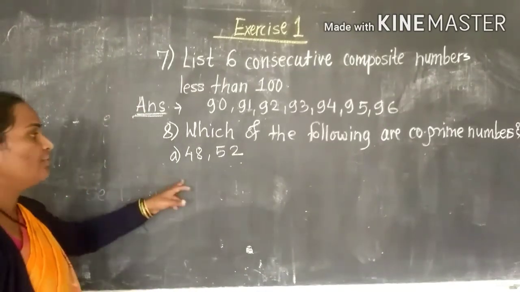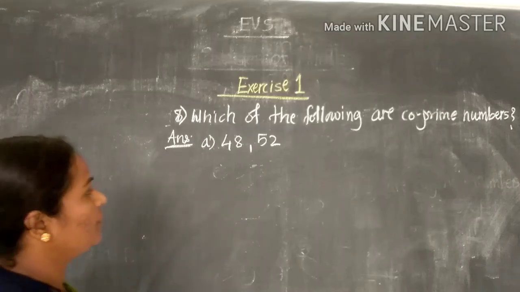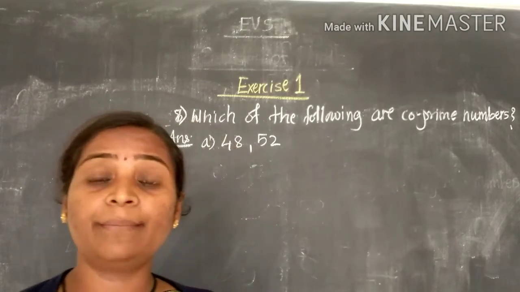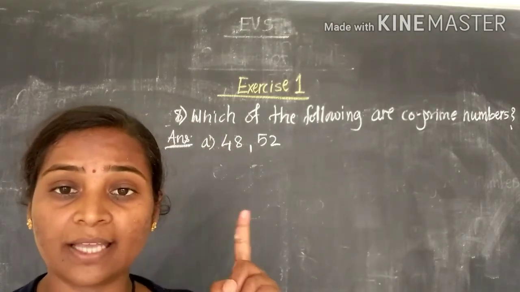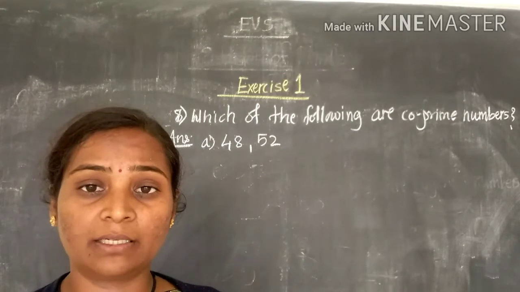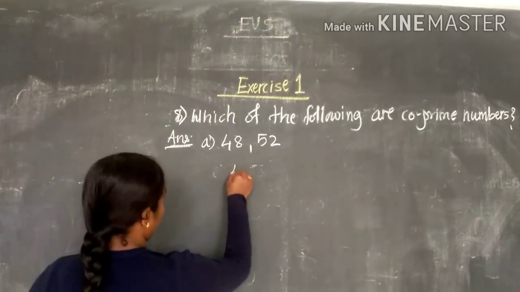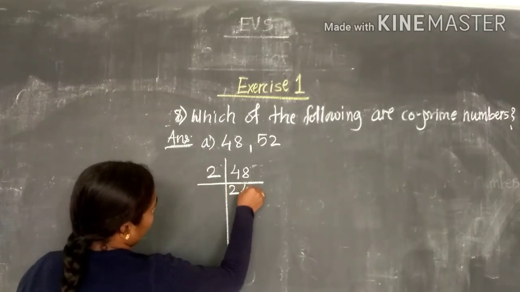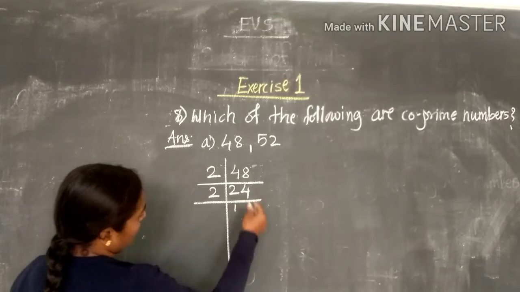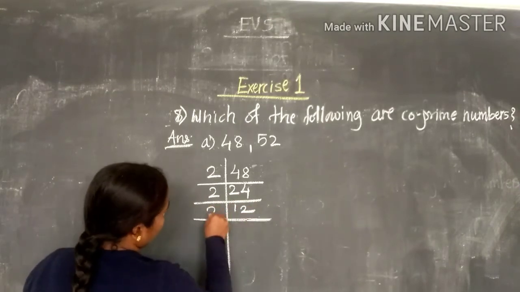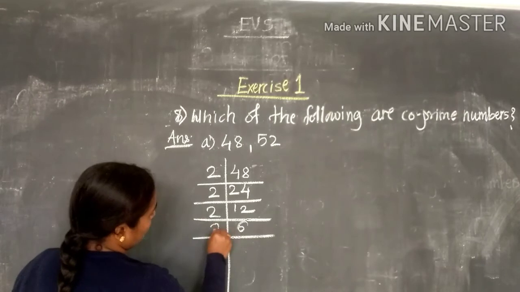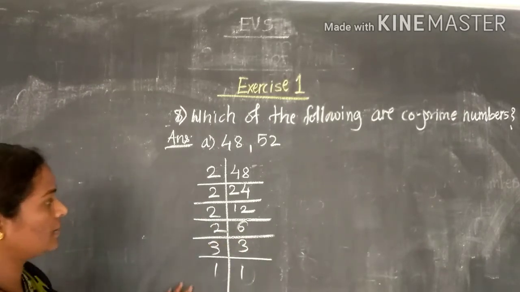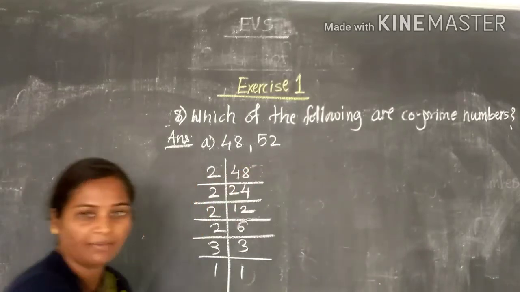Now the next question, number 8. Which of the following are co-prime numbers? You have to identify them. Co-prime numbers are those having only 1 as the common factor. Let's find out. 48 is here. 2 2s are 4, 2 4s are 8, 2 6s are 12, 3 1s are 3. So these are the factors, and these are the prime factors of 48.